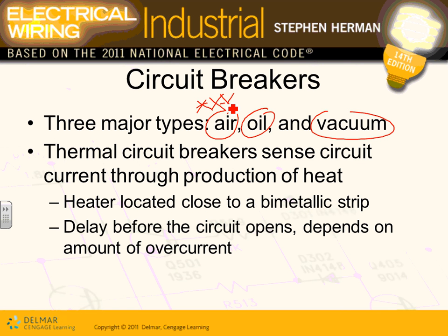The whole idea, guys, the reason why we have these three types, is to get rid of the arc. Every time you open a circuit, you create a huge arc that over time will damage the equipment. So the bigger the equipment, the more you need a means of extinguishing the arc. Think of these as air, oil, or vacuum. Typically, guys, 99% of the time, you're going to be dealing in your career with air circuit breakers.